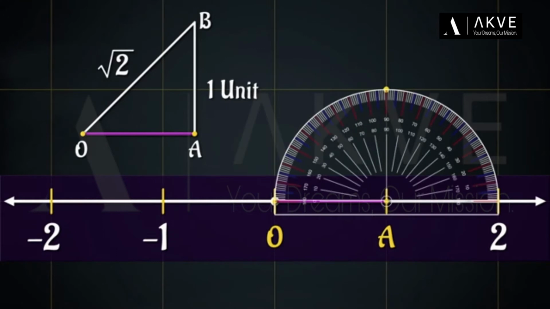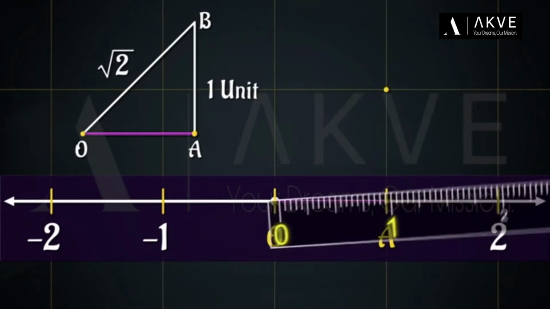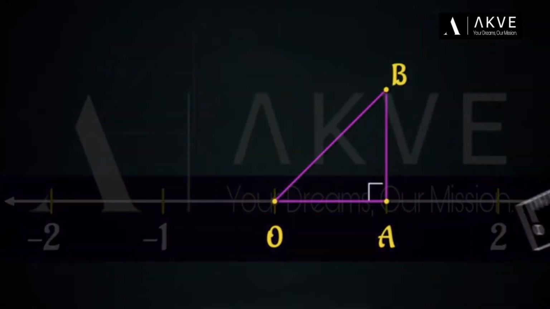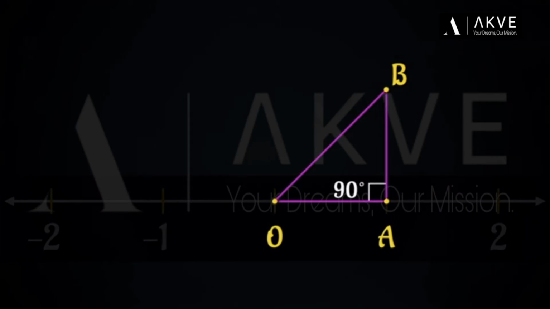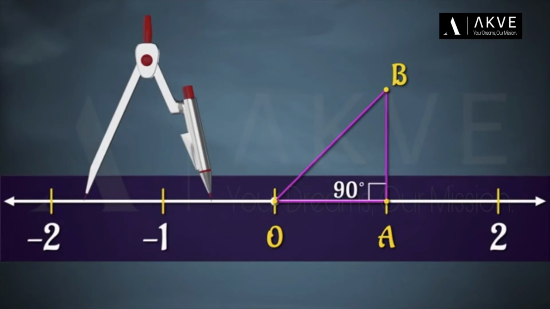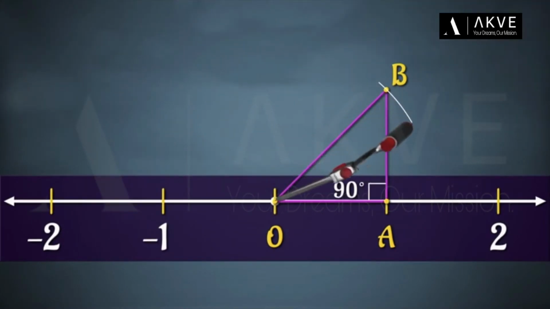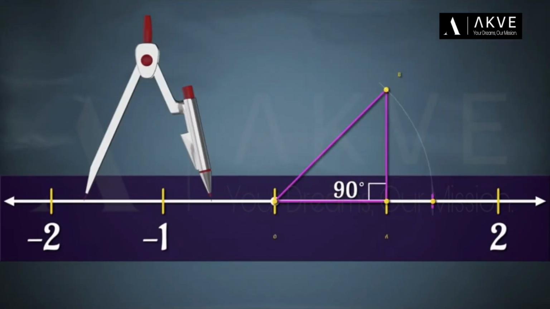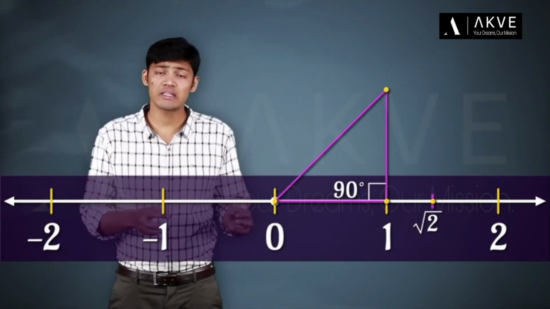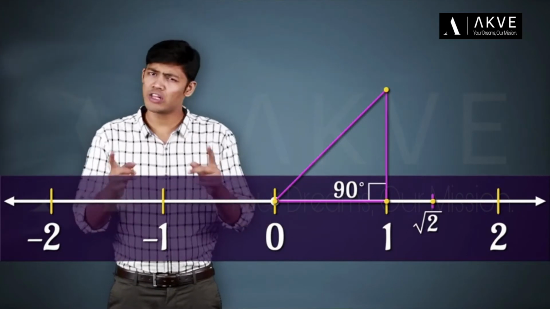Now we will draw another leg of the right angle triangle with the same length 1 unit and name it AB. Now joining OB, we get the right angle triangle of hypotenuse square root of 2 units. Now, this length of hypotenuse is what we have to represent on the number line. With the help of compass of radius equal to OB, we will represent square root of 2 on the number line.